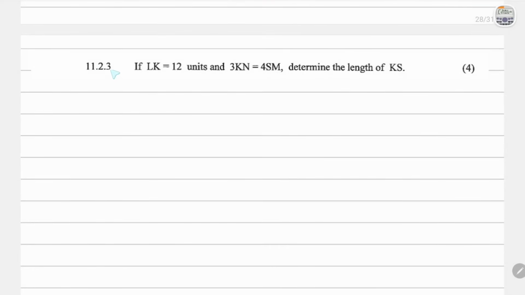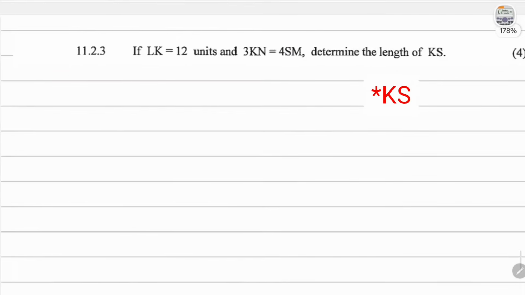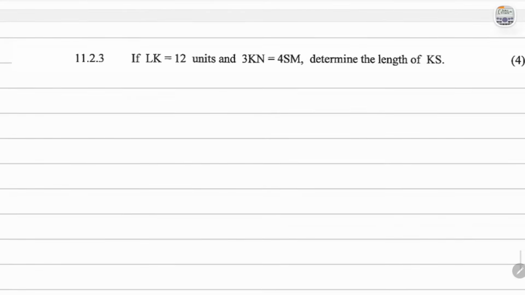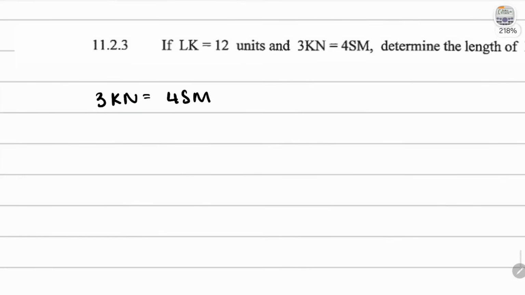Question 11.2.3 says, if LK is equal to 12 units and 3KN equals 4SM, determine the length of KS. Okay, so we can just put down the diagram, but first, let's just unpack what this means. If they say 3KN equals 4SM, then this is a ratio they're giving you. So you're supposed to have a length over a length, okay, that ratio is equal to a specific value.